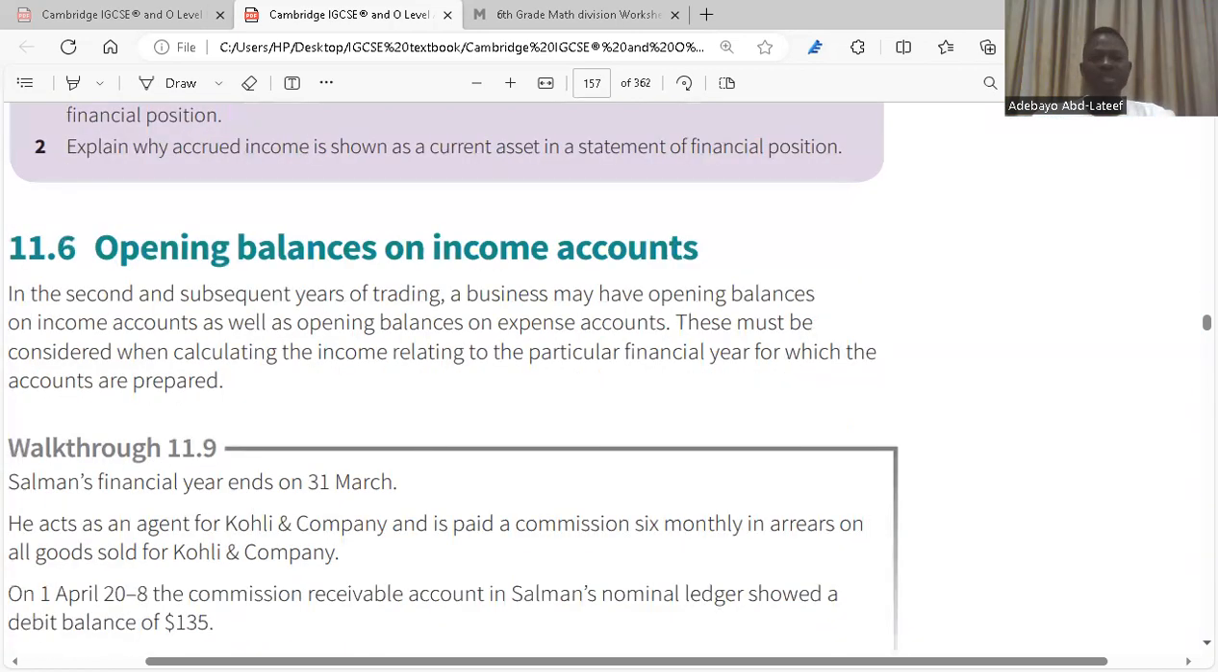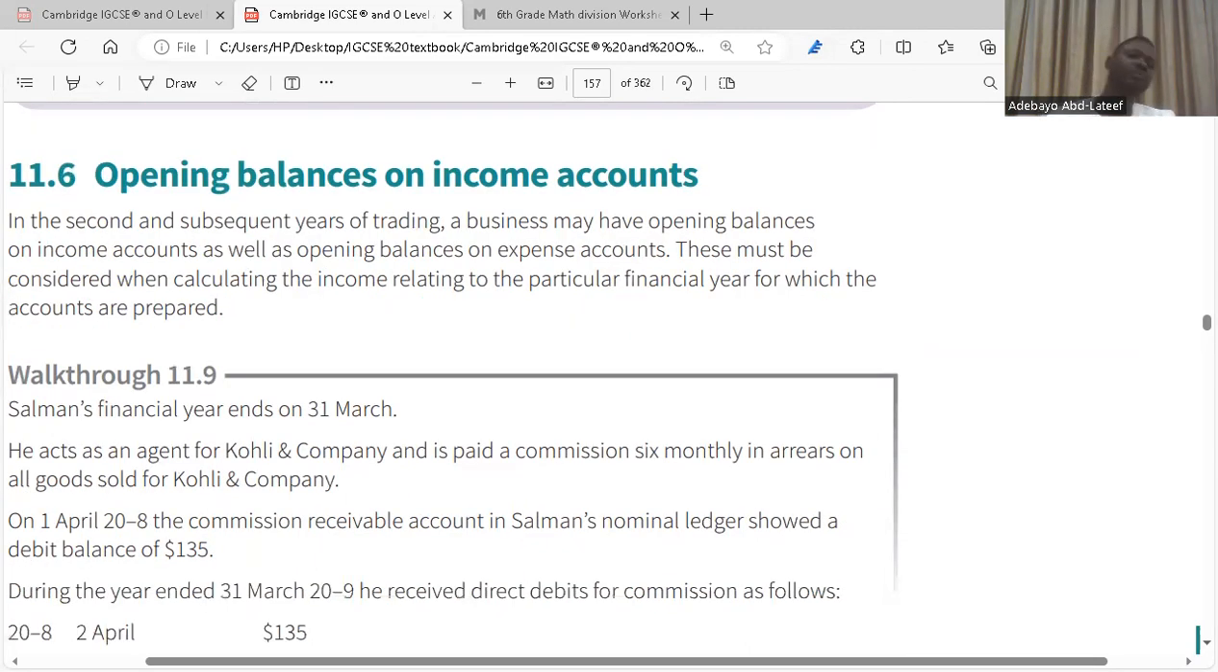So we go to opening balances on income accounts. Are you there? Yes. I think it's clear now. It's clear. So, the opening balances on income accounts.